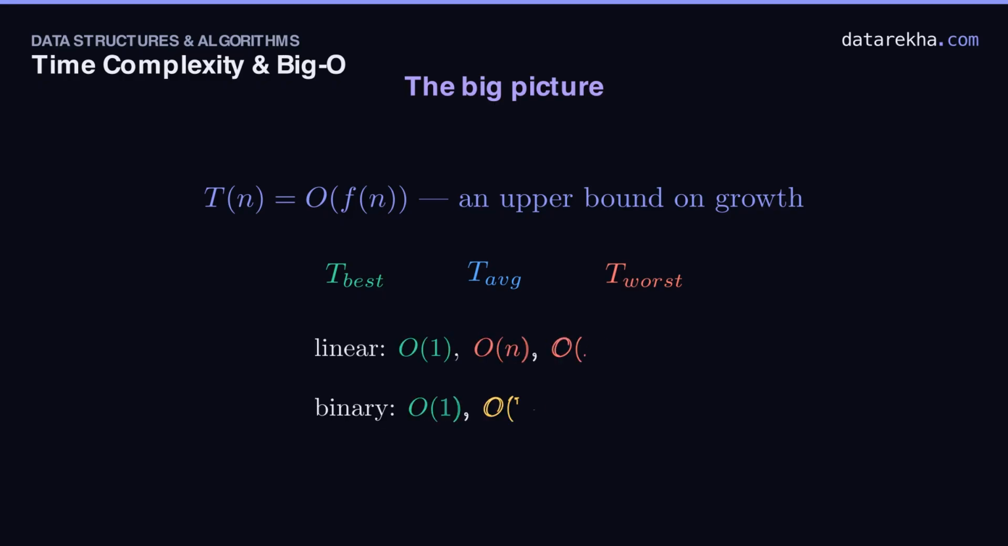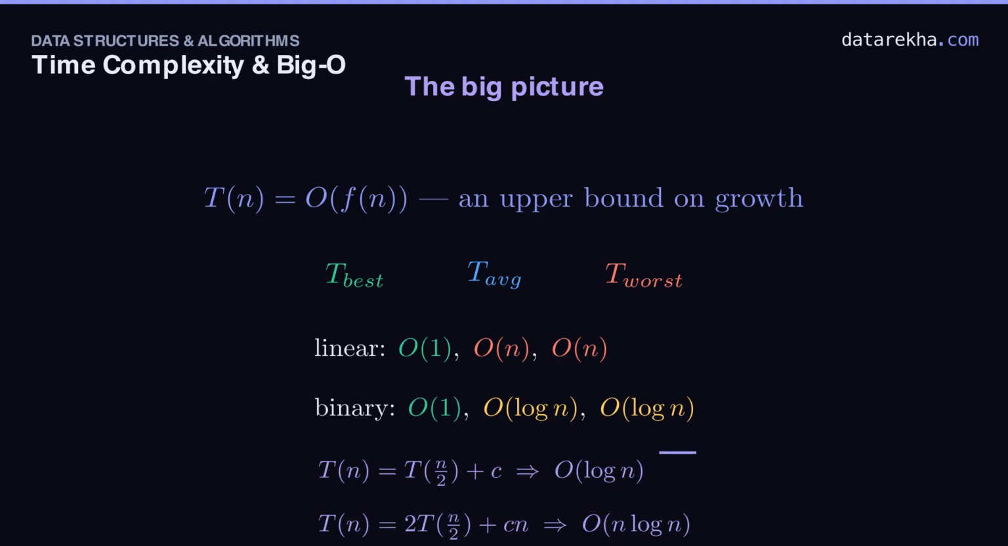Remember the two searches. Linear search. Best order 1, average and worst order n. Binary search. Best order 1, average and worst order log n. Vastly better as n grows. And two recurrences are worth memorizing. One recursive call on half the input gives order log n. Two calls on the halves plus linear combining gives order n log n, the heartbeat of merge sort. Master these, and Big O stops being mysterious.